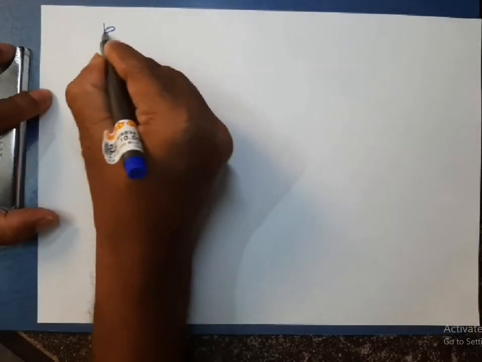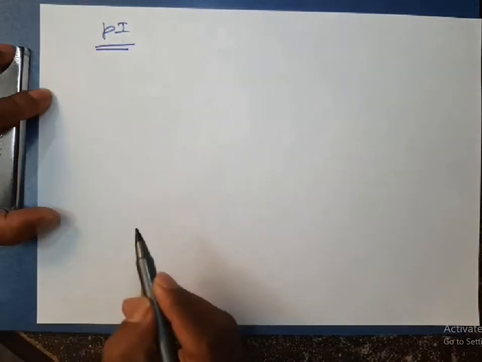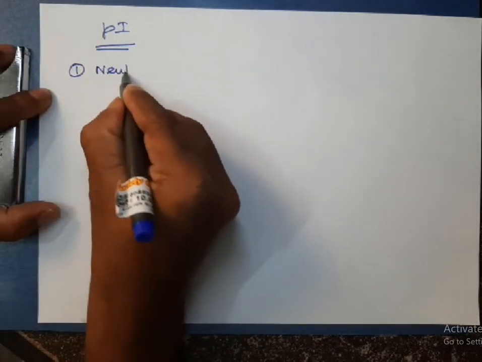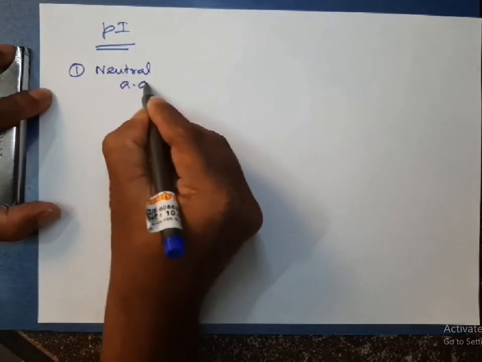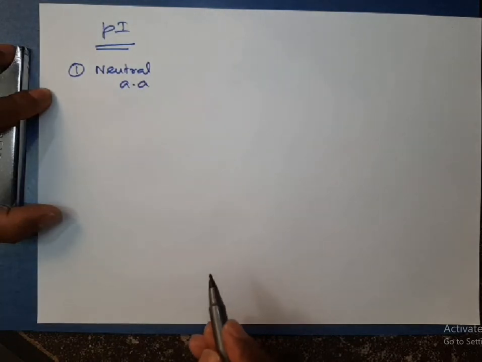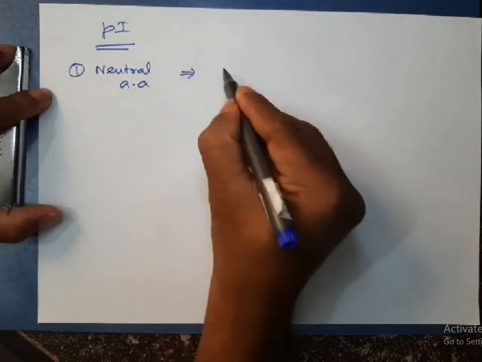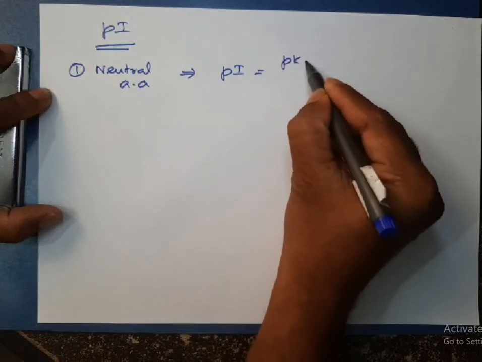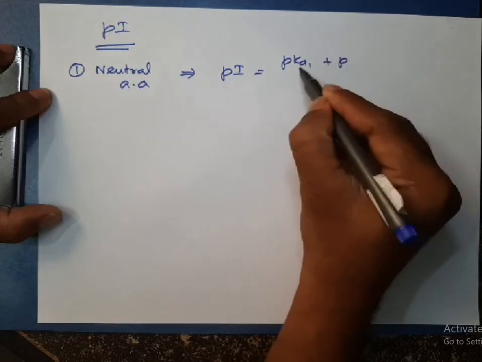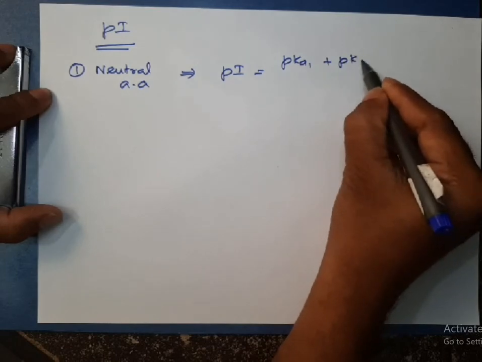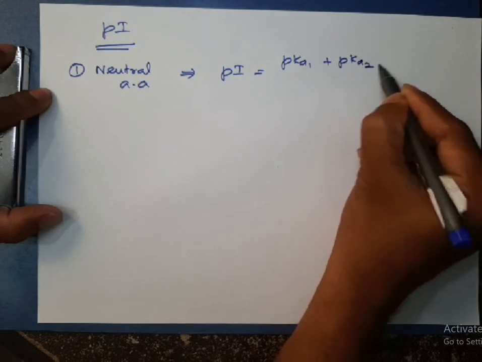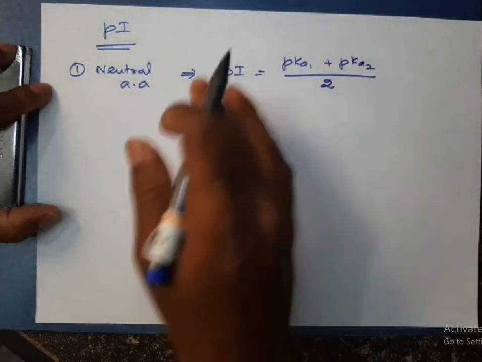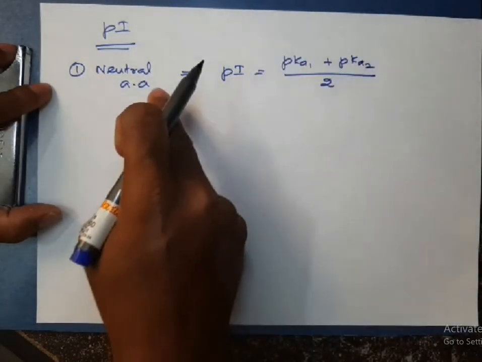for isoelectric point, this is the formula you should remember. Number 1, if the acid is a neutral amino acid, in the examination, you can calculate the isoelectric point just by adding the pKa value for the acid group and the pKa value for the NH3 plus group. Add the two values and divide by 2. You need not worry, because only two groups are there in a neutral amino acid.